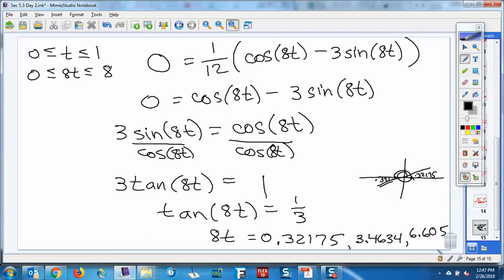6.605 something. Now what do we have to do with all three of those? Divide them by 8. Now we divide those all by 8, and they're all going to be between 0 and 1 that way, right? Which is what we want. So our t is going to be, what's the first one? 0.0402. Okay. The next one, 3.4634 divided by 8: 0.4123. And what's the 6.605 divided by 8? 0.8256.